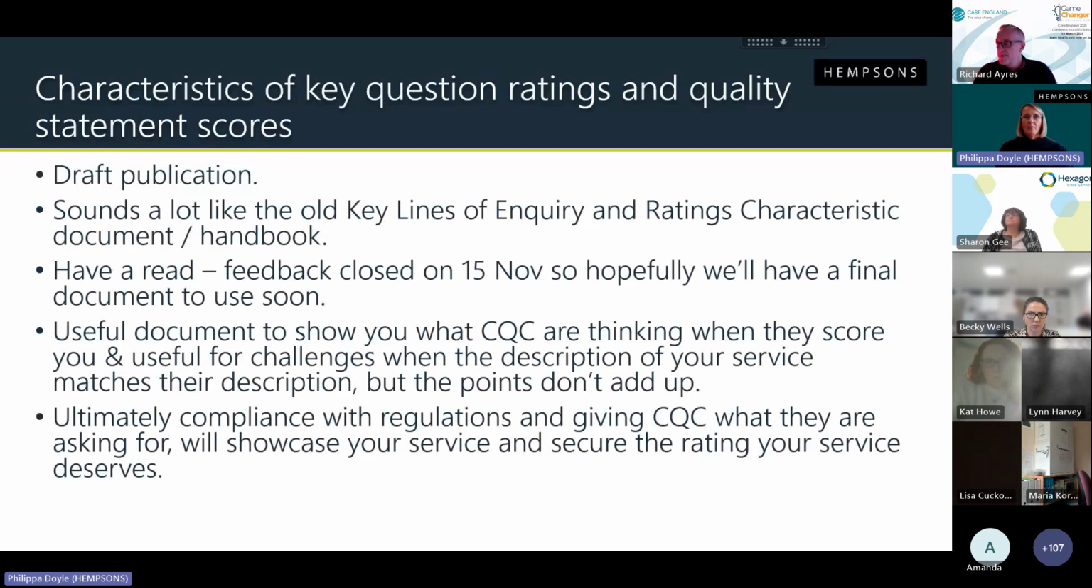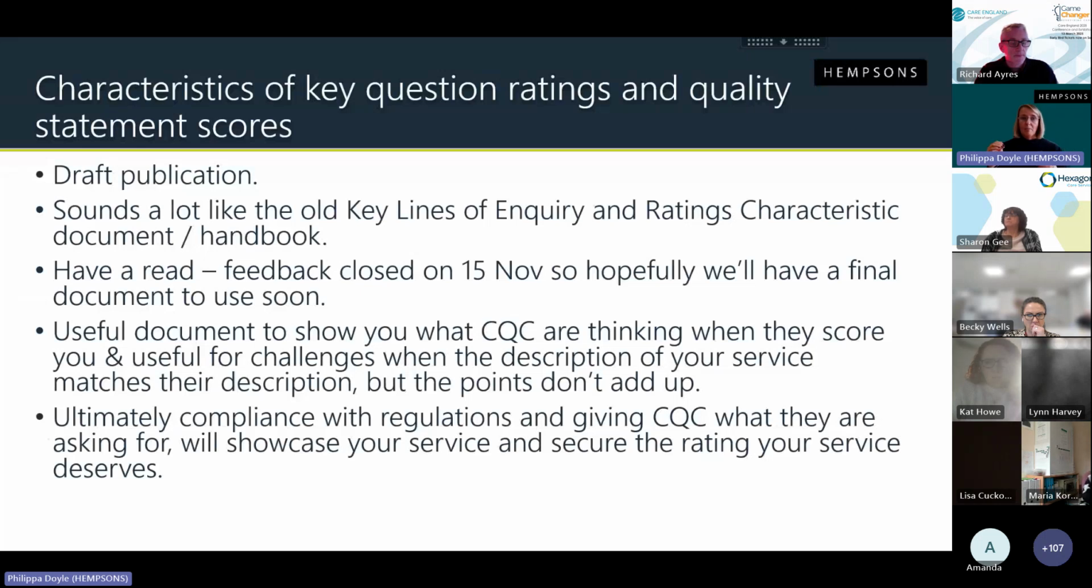Ultimately, though, anybody that's been on any one of my webinars or done any training with me will know that, as far as I'm concerned, it's the regulations that are key. Compliance with the regulations, giving CQC what they're asking for under the quality statements, is what is going to showcase your service and is going to ensure that you secure the rating that your service deserves. So if you're meeting the requirements of the regulations, you give CQC what they're asking for under the quality statements, then you should come out as a good, as a baseline.